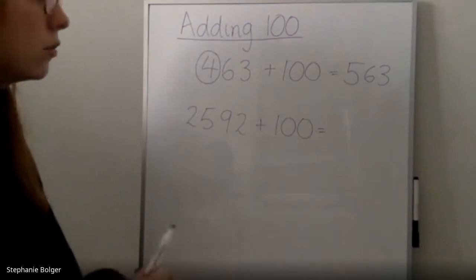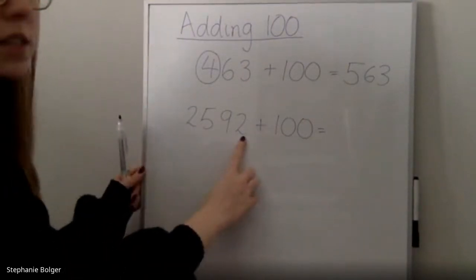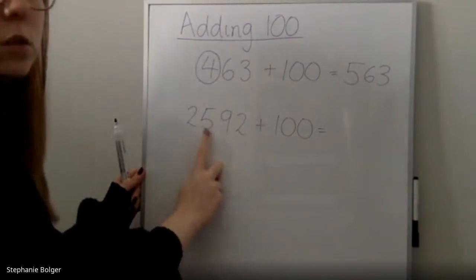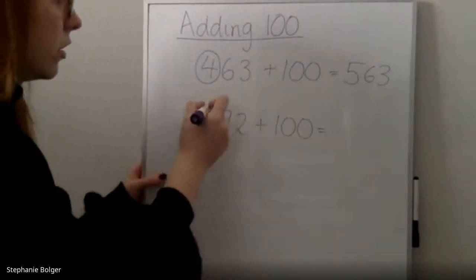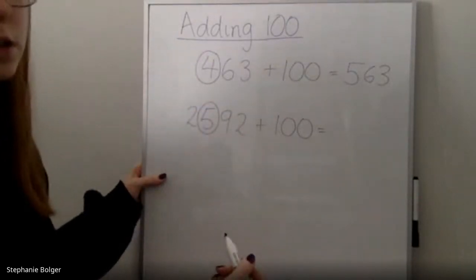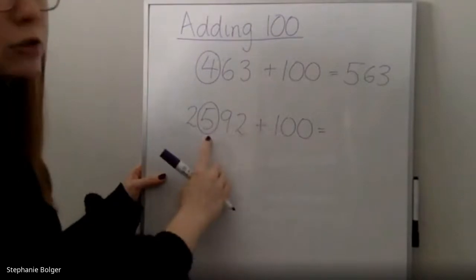First, we're going to find the hundreds place. So the ones is always at the end, the tens is always next to the ones, and the hundreds is always next to the tens. So I'm going to circle the 5 because we know it's the hundreds, okay? And that's where we're going to add our 100 to.